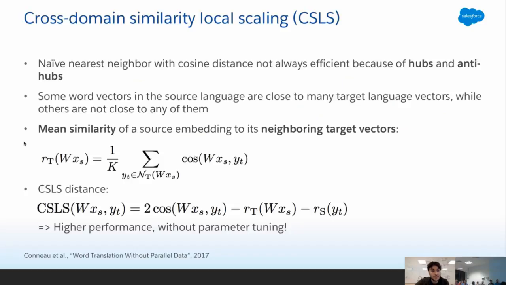We compute the mean similarity between a given source embedding, WX_S, compared to its neighboring target vectors, which are represented by the Y_T in the N_T set. And then once you have this mean similarity, which basically means how close a given vector is to its neighbors, then we can compute the cross-domain similarity local scaling distance, which intuitively increases the similarity associated with isolated word vectors and decreases the ones of vectors lying in dense areas. And it's very interesting because it gives us a higher performance without any kind of parameter tuning, so it's great to have.